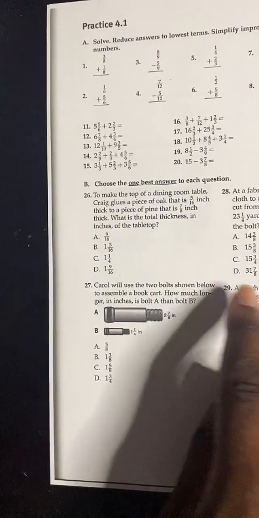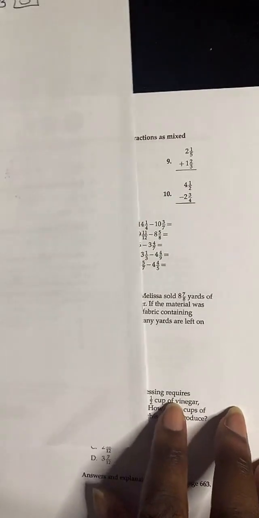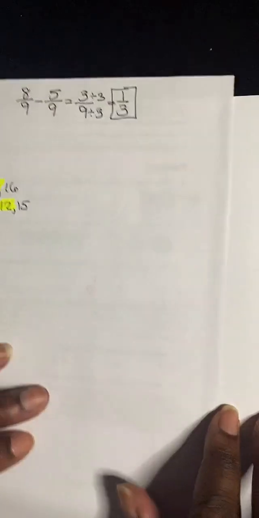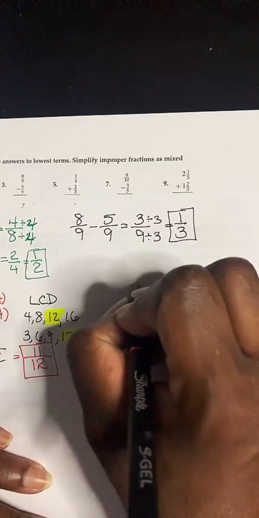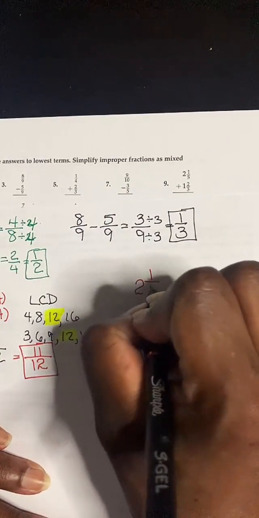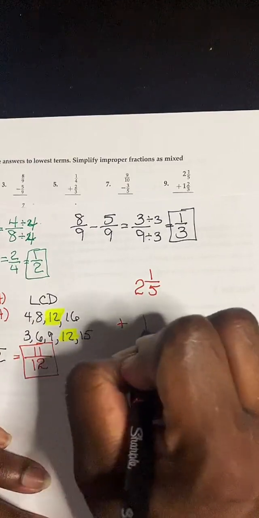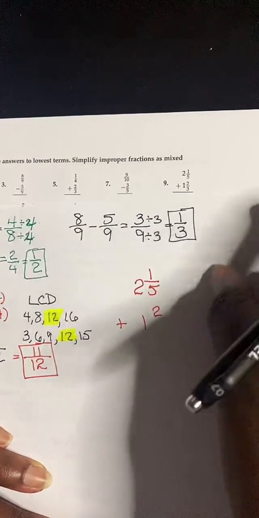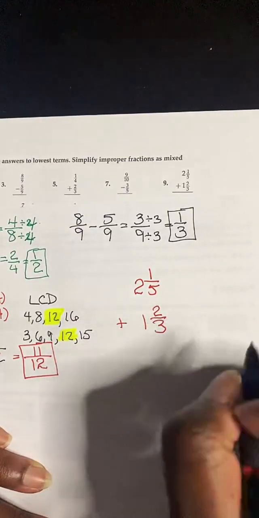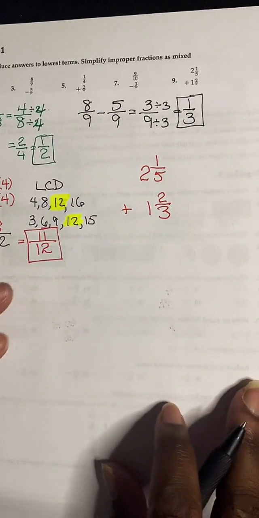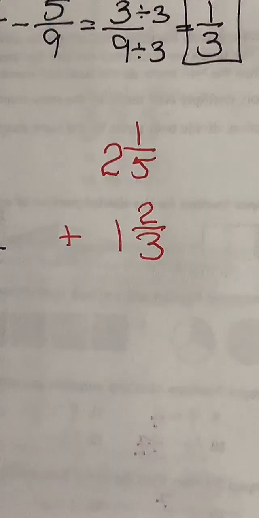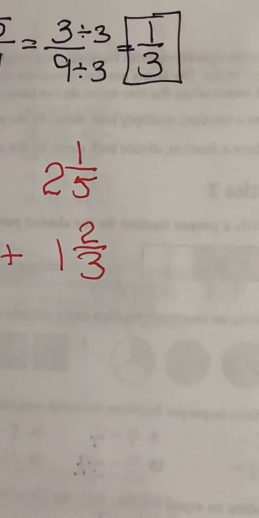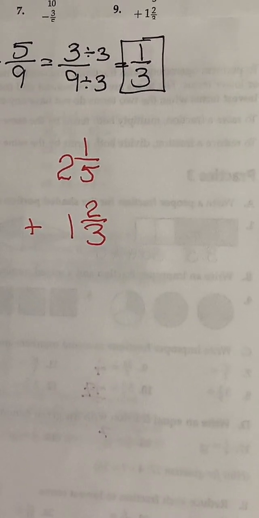But before we get to this one, I want to see what you guys can do with number 9. Let me rewrite number 9 so people can see. Everything's printing all small. So we have 2 1/5 plus 1 2/3. I'm getting loopy now. Okay, so let's focus on this one. 2 1/5 plus 1 2/3.